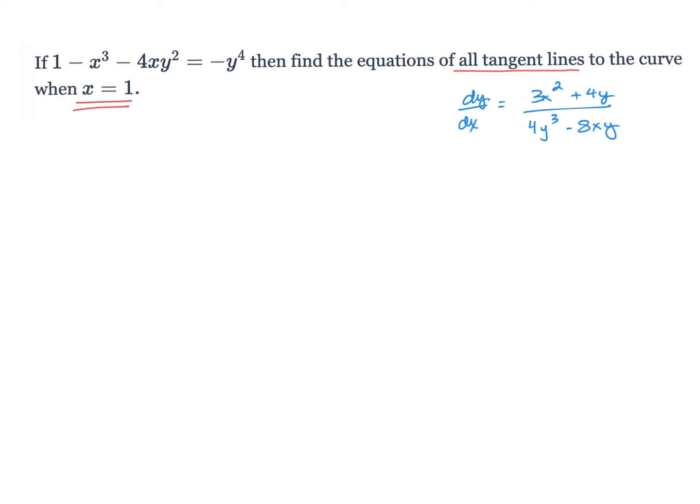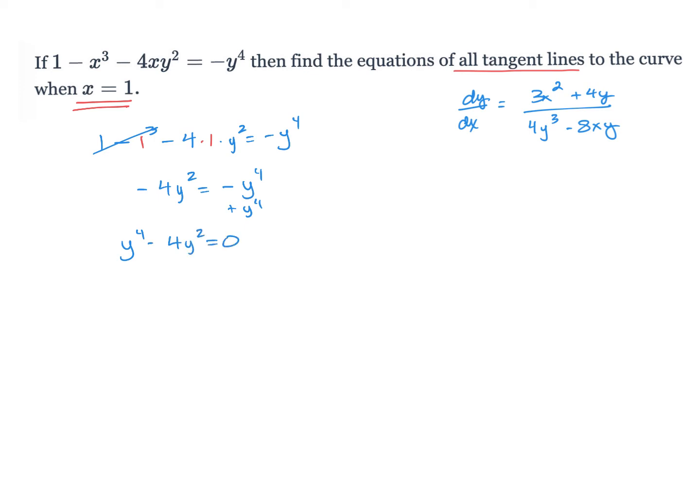So if you have 1 minus 1 cubed minus 4 times 1 times y squared equals negative y to the 4th. So to simplify this, you have 1 minus 1, which is 0. So that gives you negative 4y squared equals negative y to the 4th. To solve this equation, you're going to add y to the 4th to both sides. And you'll get y to the 4th minus 4y squared equals 0.